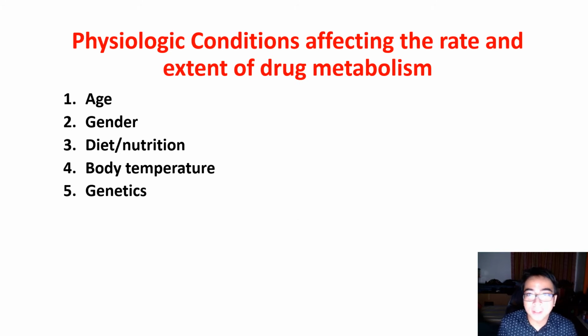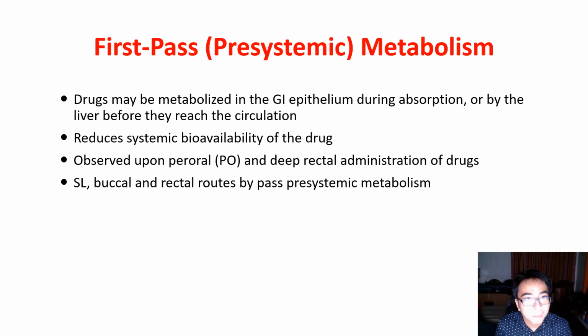So, what are physiologic conditions affecting the rate and extent of drug metabolism? So, we have age, gender, diet, nutrition, body temp, and of course, genetics pa rin. Hindi mawawala ang genetics, the genes. Okay?